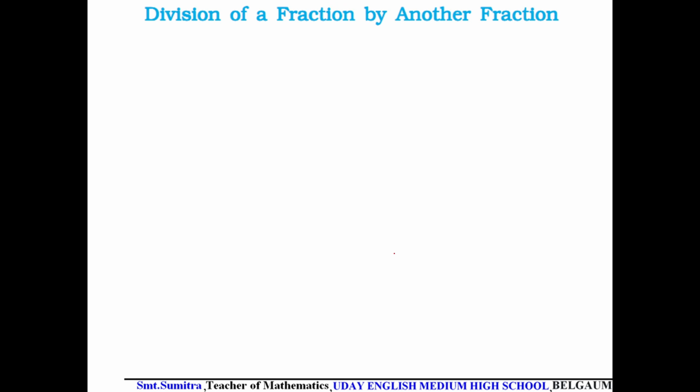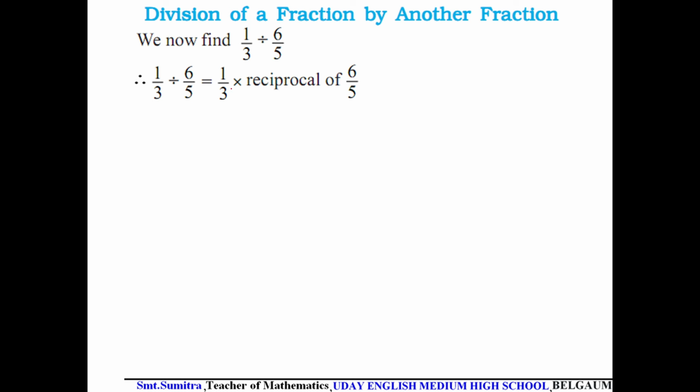Division of a fraction by another fraction. We now find 1 by 3 divided by 6 by 5. 1 by 3 divided by 6 by 5 equal to 1 by 3. This is multiplication, and please note that we write the reciprocal of 6 by 5, is equal to 1 by 3 into 5 by 6. Then multiply. 5 ones are 5, 6 threes are 18.